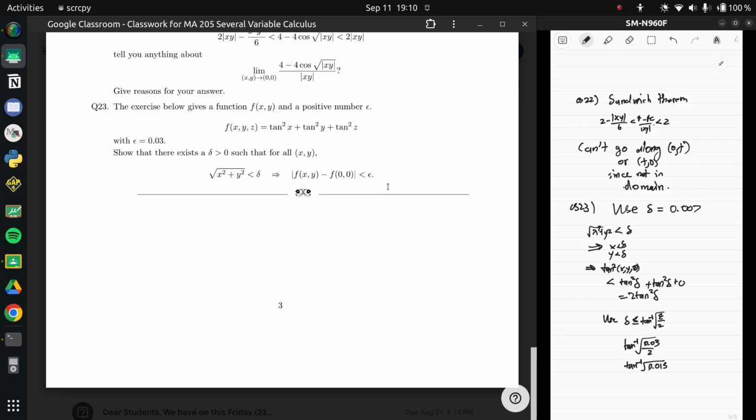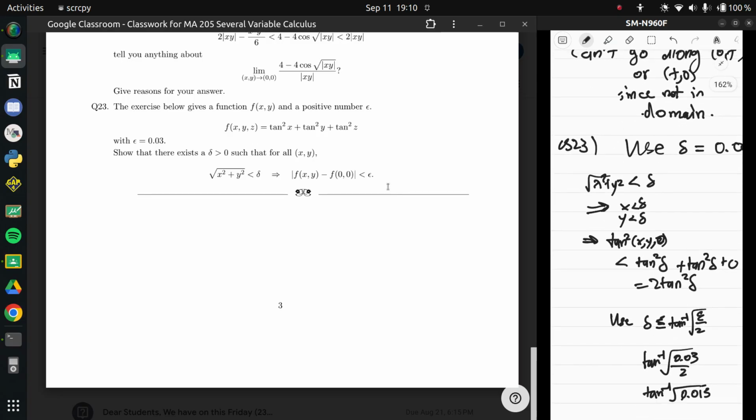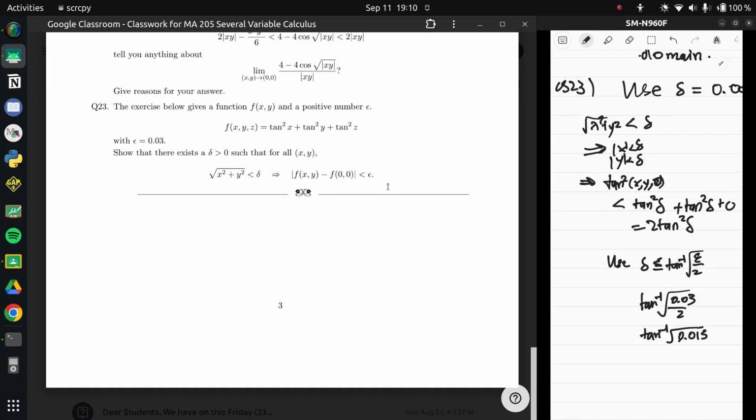Oh, and I'm saying x is less than delta, y is less than delta, I'm assuming that x and y are positive. So what I should pretty much be saying is something like this, but you get the gist of it, right? Since it's a square, it still works out, right? Tan square is an even function. It doesn't matter if x is negative or positive or whatever.